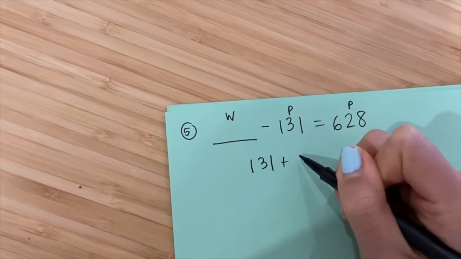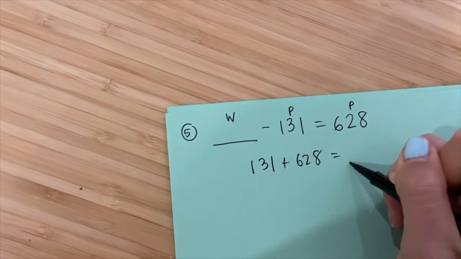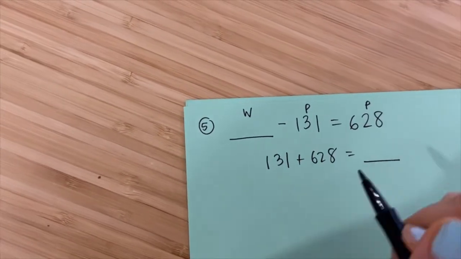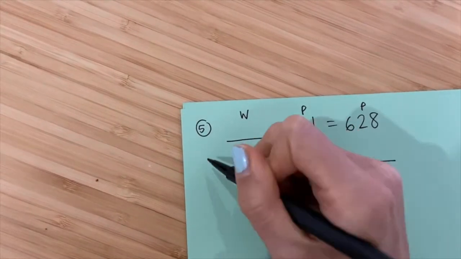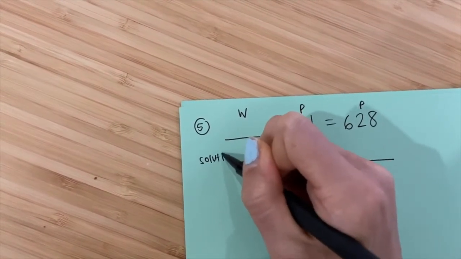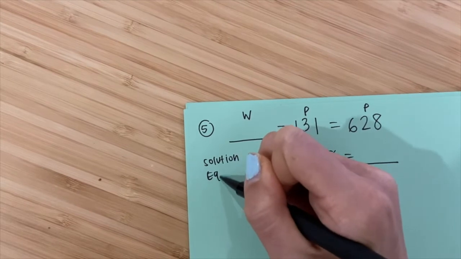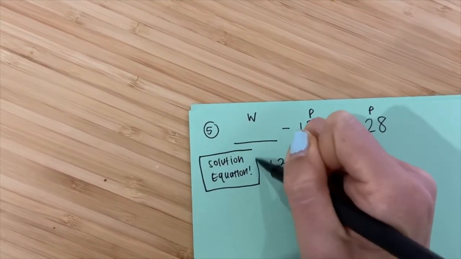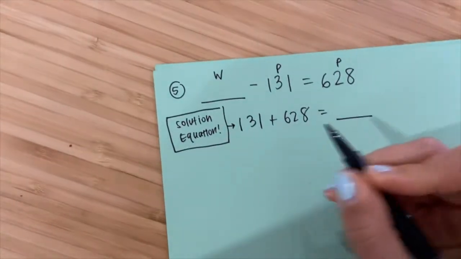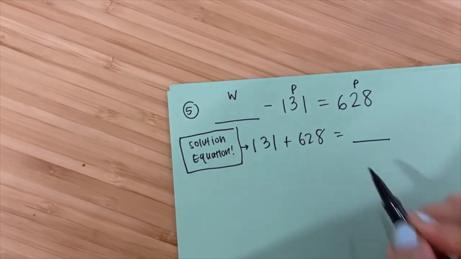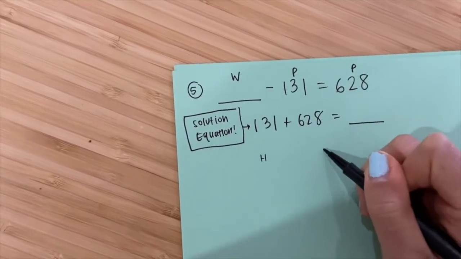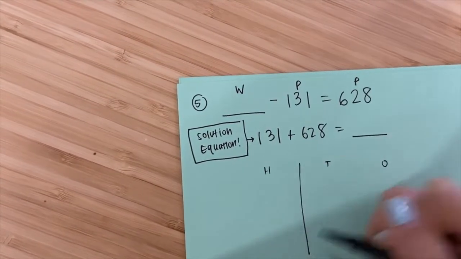131 plus 628 equals blank. This solution equation tells me what to do. That is such an important step, to write a solution equation. Now that I have my solution equation that tells me what to do, I can go ahead and add. I'm going to draw my hundreds, tens, and ones chart like usual.